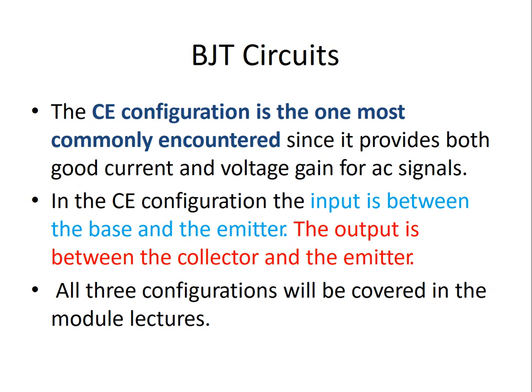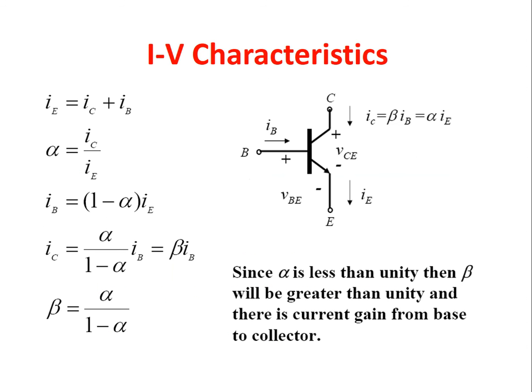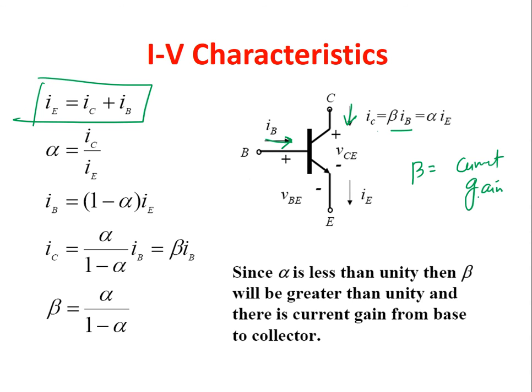I will discuss this in the live session. I want to talk about this here for the general case. The first thing, if we apply Kirchhoff's current law, we get this equation: the entering base current plus the entering collector current is equal to the emitter current. The other relationship is that the collector current is beta times IB. Beta is called the current gain.